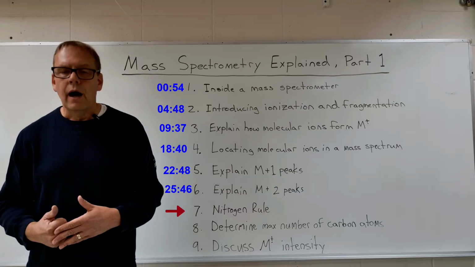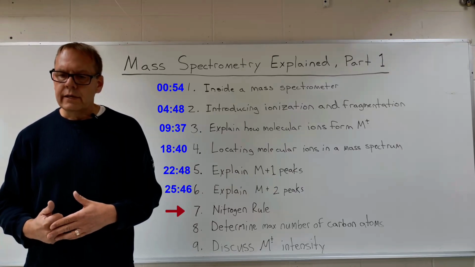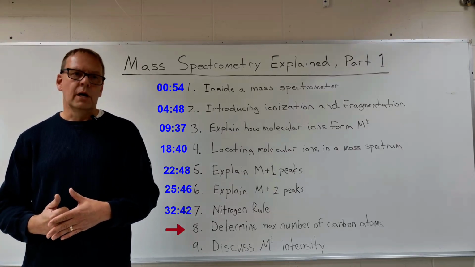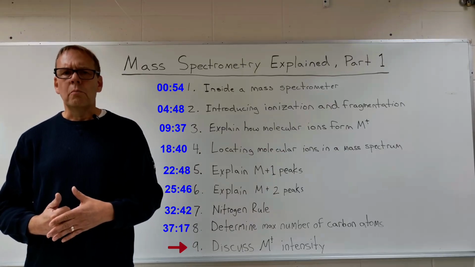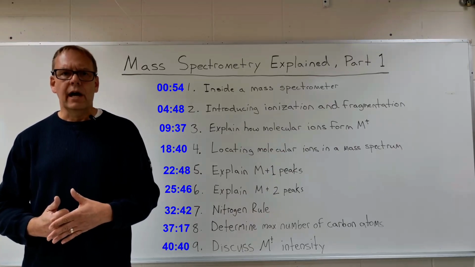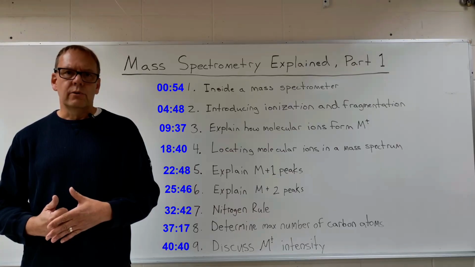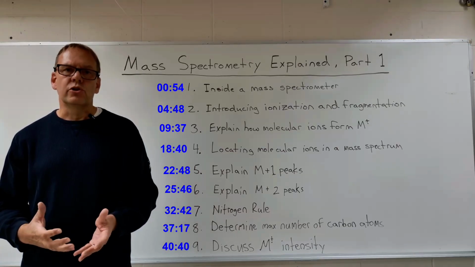from them. I'll talk about the nitrogen rule and then determining the number of carbon atoms in a molecule once you locate its molecular ion. Finally, I'll also talk about how molecular ions vary in intensity and how you can use that to try to identify them in a spectrum and be sure you're not missing any.